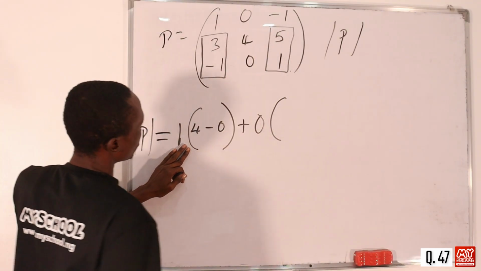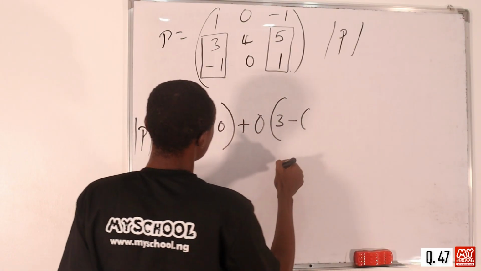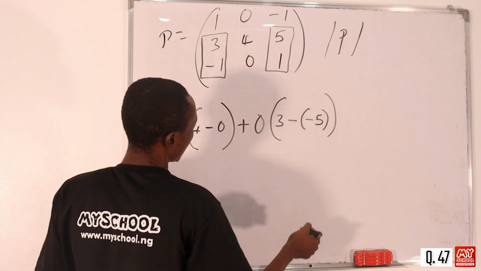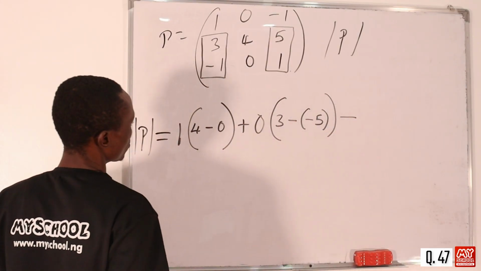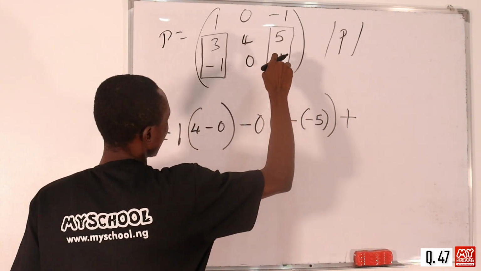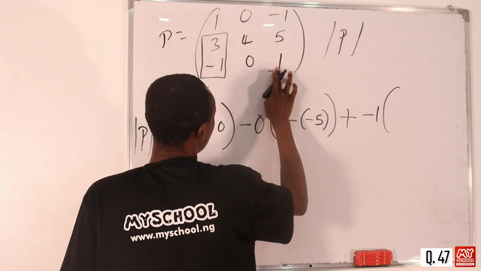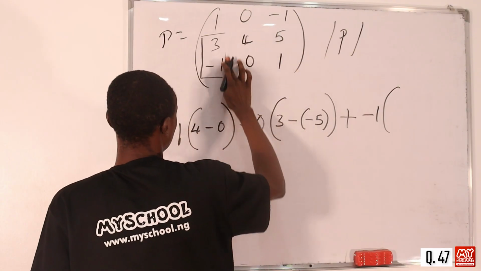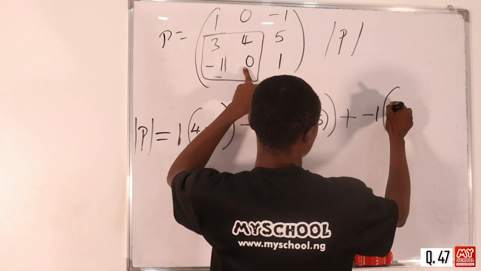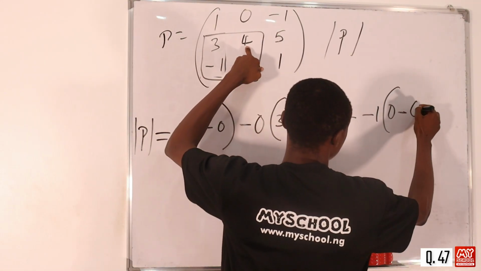Okay, so here we'll be having 3 times 1, that will be 3. Then minus, bracket open, minus 1 times 5, that will be minus 5, then bracket close. Then the next, here we have plus, sorry. So here we'll be having minus 1, then bracket open. So we'll multiply any 4 elements that are not connected to minus 1, which is this 4. Okay, so 3 times 0, that will be 0, then minus 1 times 4, that will be minus 4.